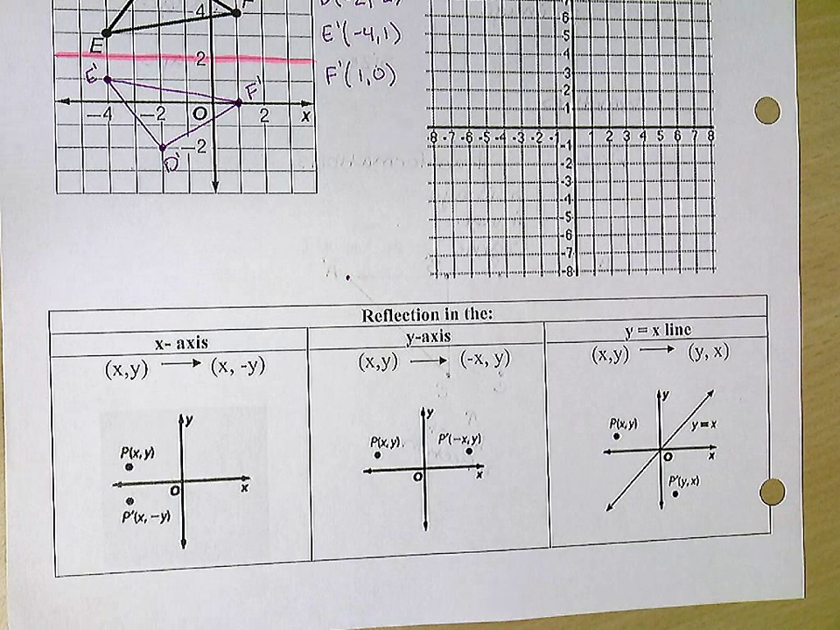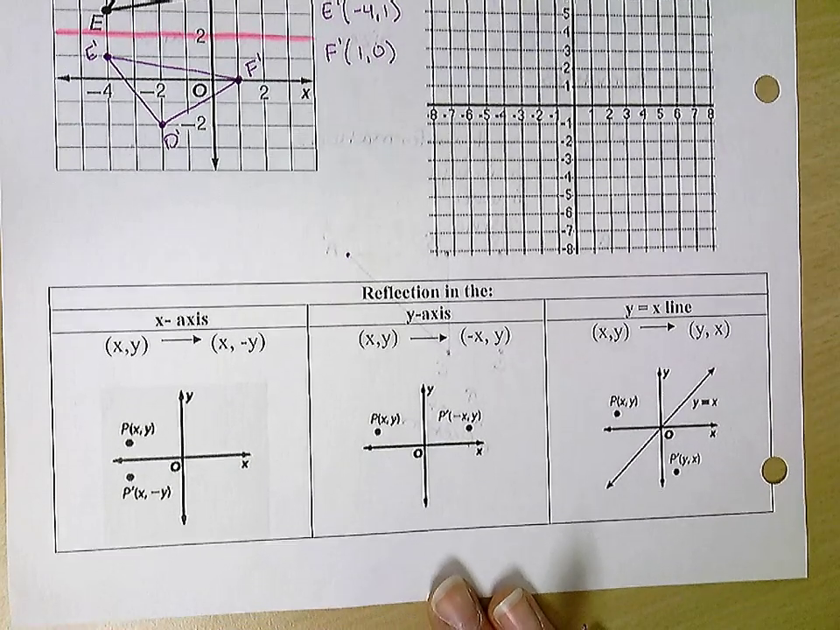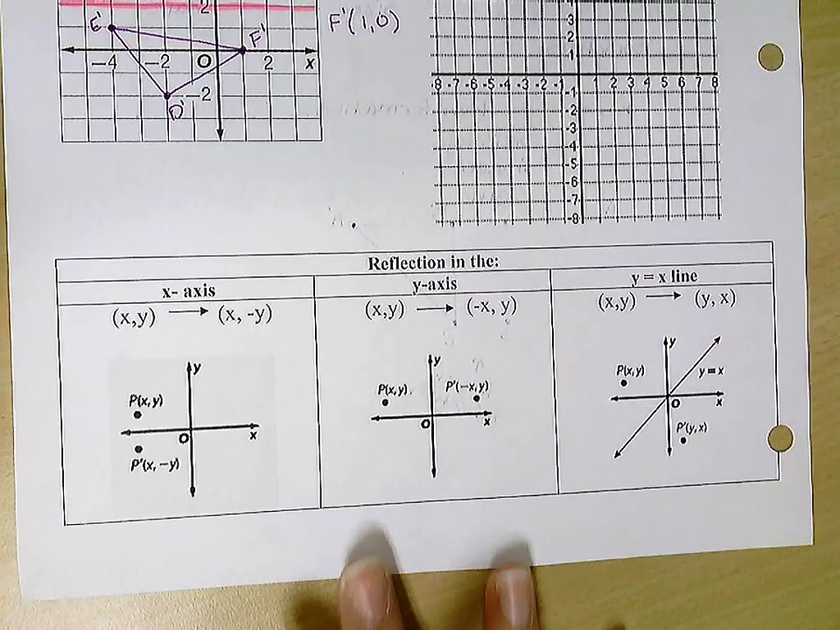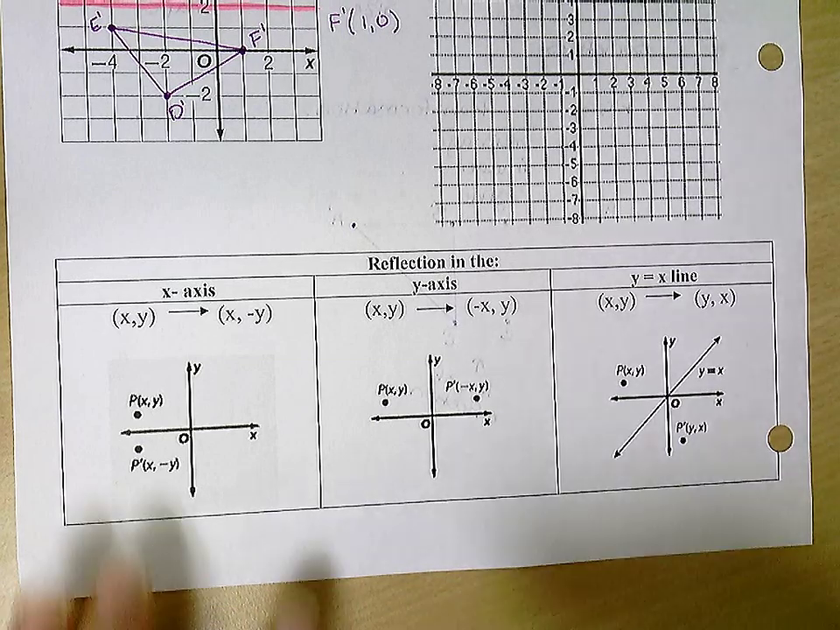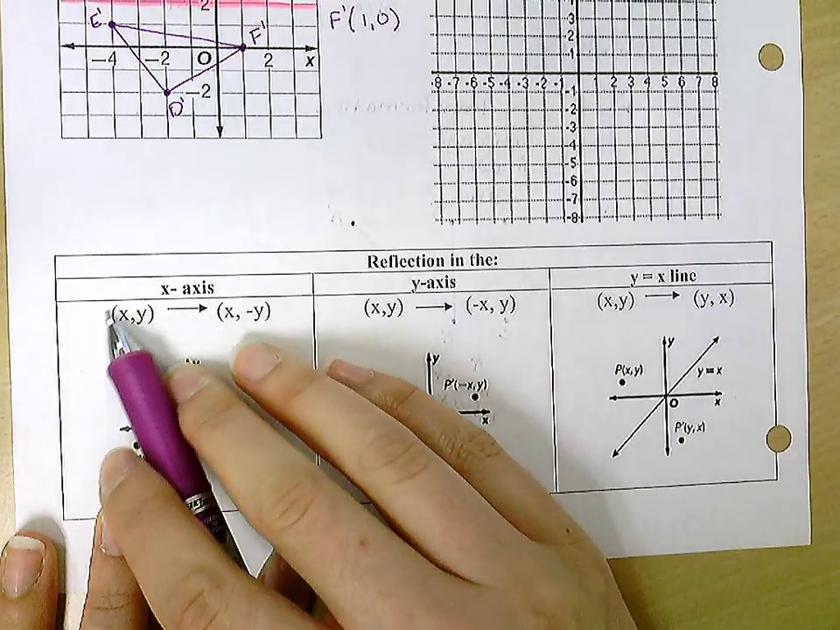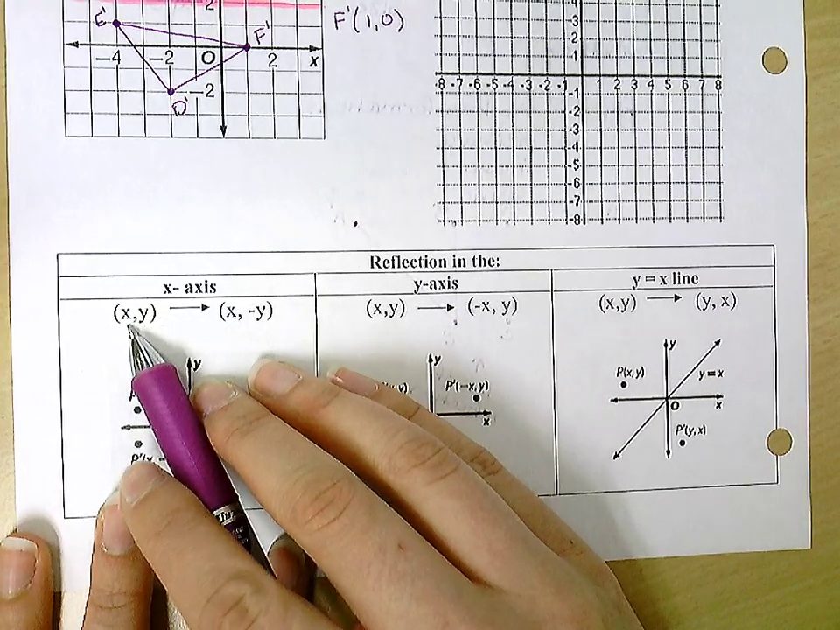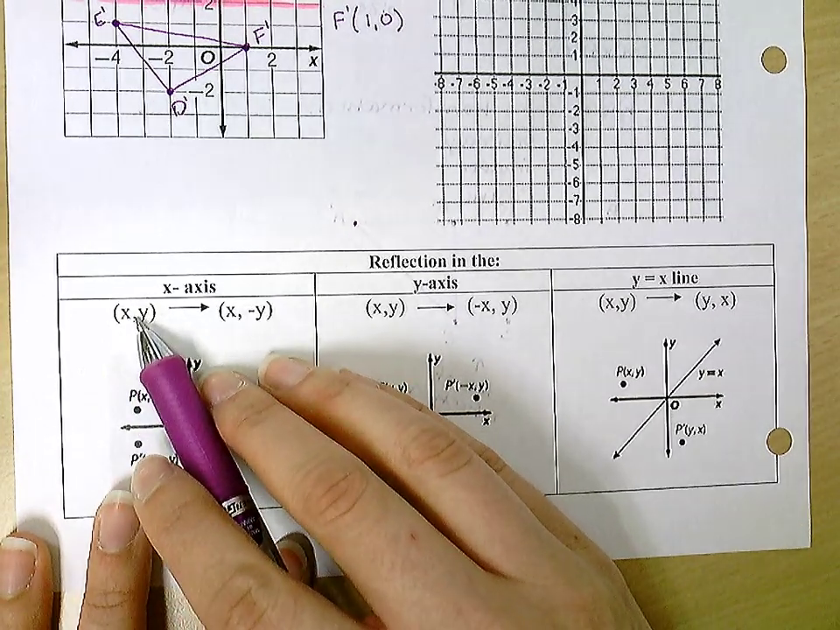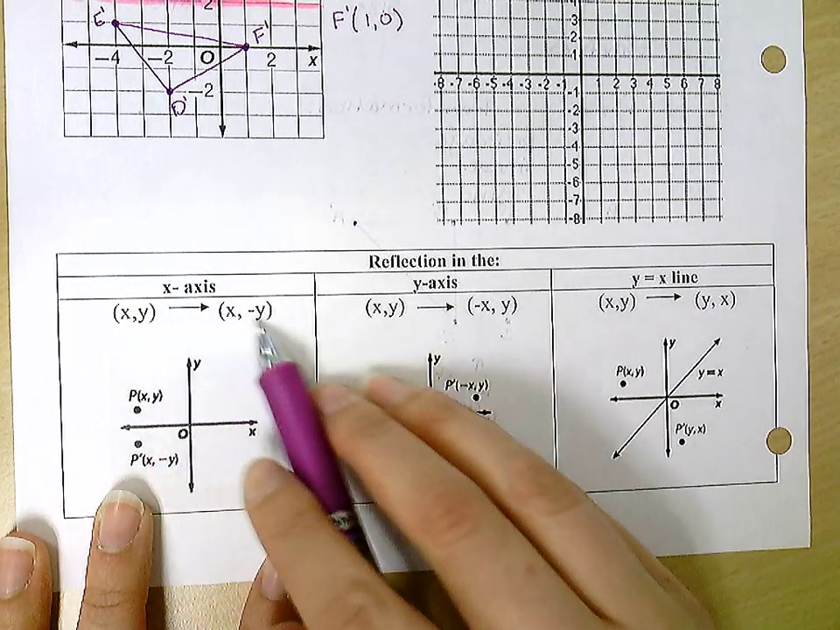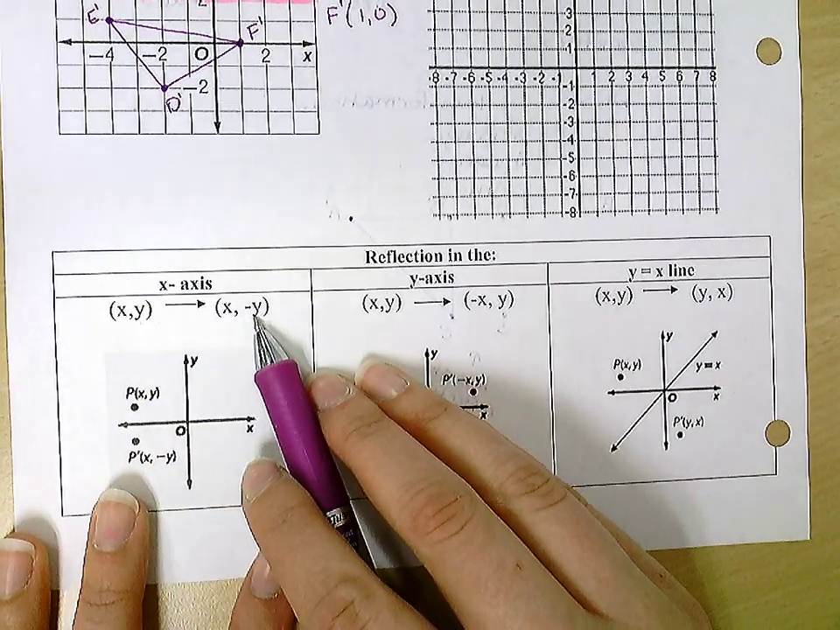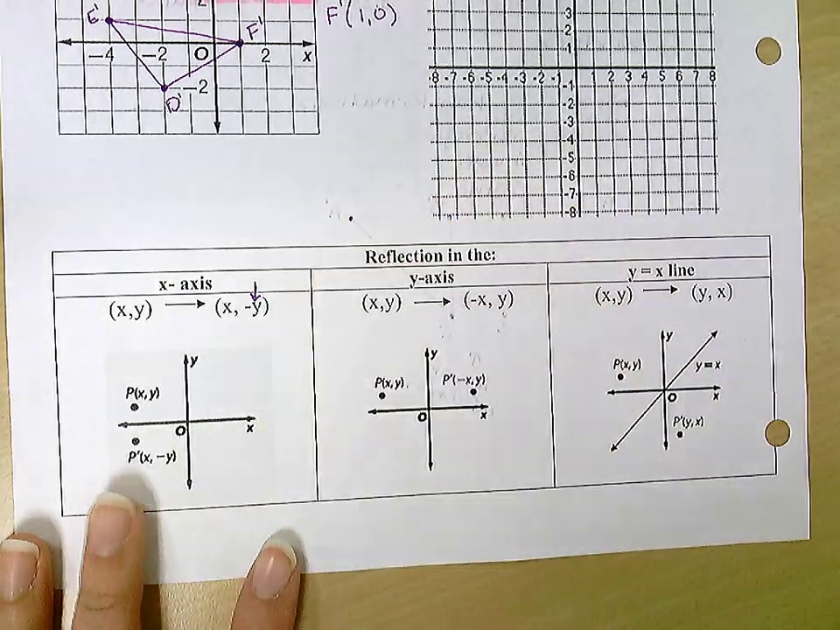In this table, it tells you how to change your coordinates if you're reflecting in the x-axis, the y-axis, or the y equals x line. If you are reflecting in the x-axis, your original coordinate is right here. This is your original, your pre-image. To change your coordinate, all you have to do is take the opposite of y. So taking the opposite of y.